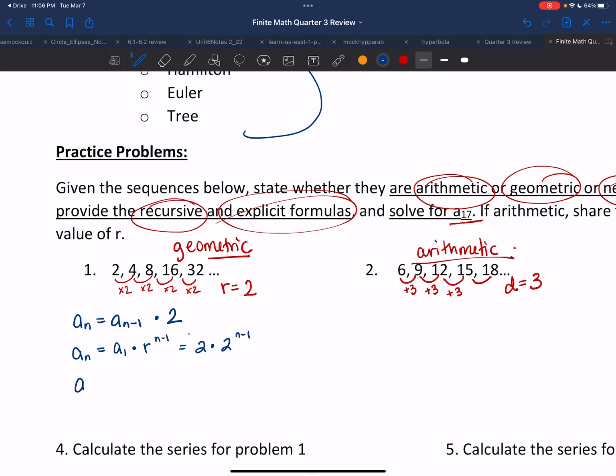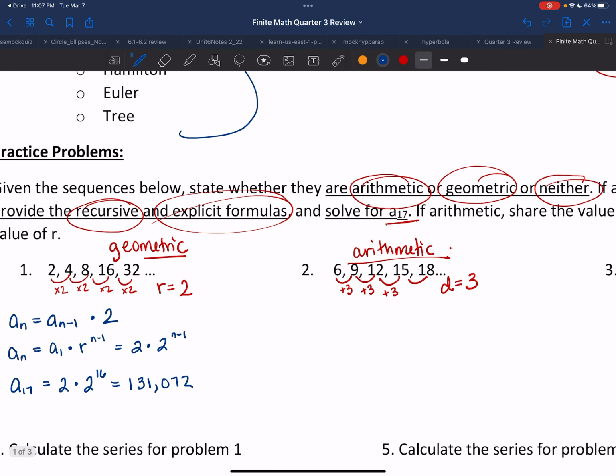And then we want to solve for a17. I apologize about that earlier. a17 is going to be a1, which is 2, times 2 to the 16. So when you go ahead and do the math on that one, you end up with 131,072. All right, let's make sure we get these ones right for you.